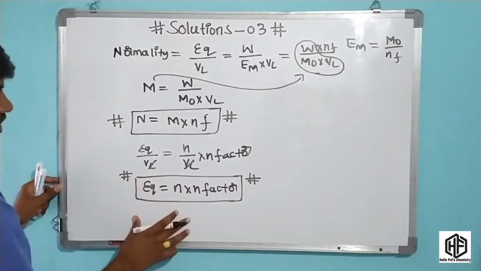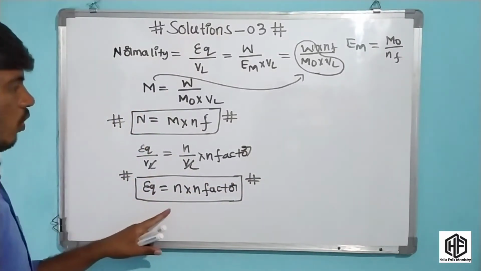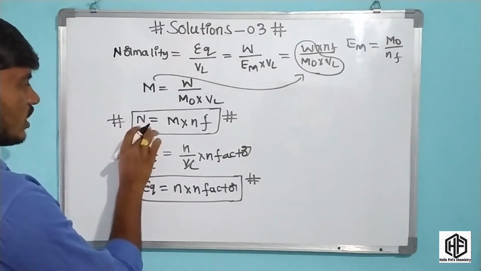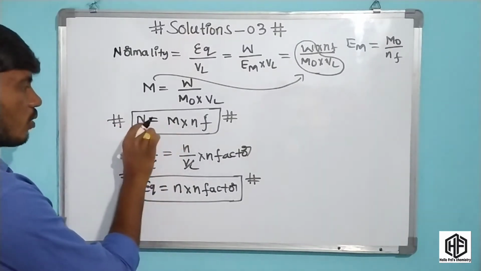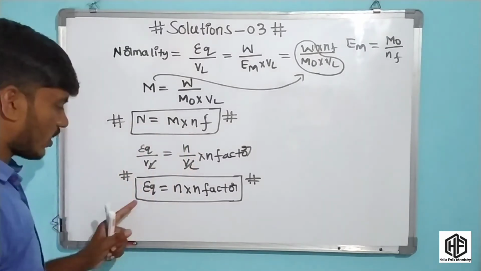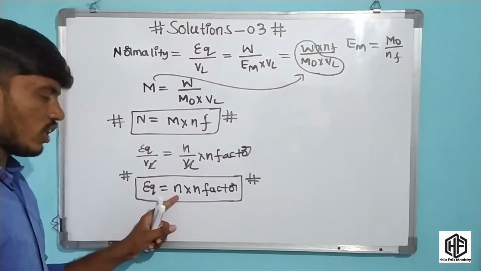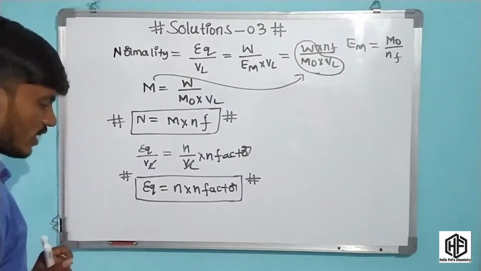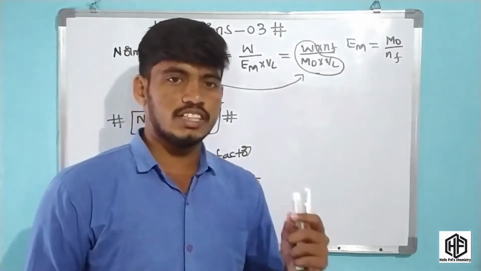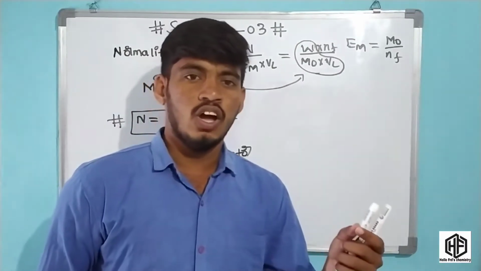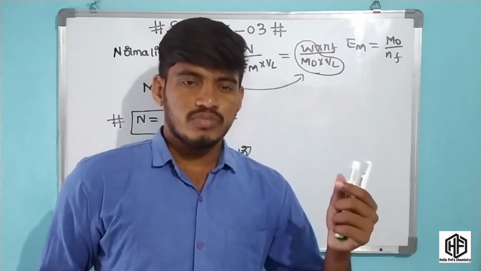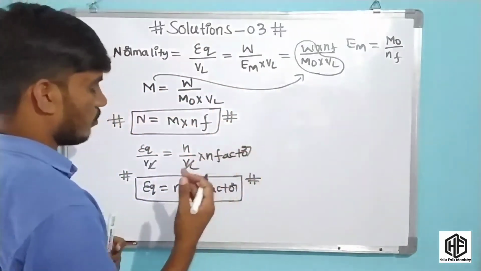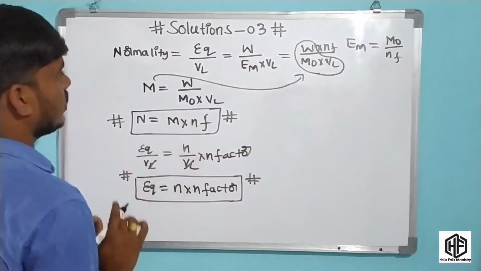Okay friends, in my previous video this point was not discussed; now in this video I am discussing it. What is the relation between normality and molarity? Normality is equal to the molarity into n factor. Equivalent is equal to the number of moles of solute into n factor. Now what is the n factor? The n factor for acids, bases and salts, and reducing agents and oxidizing agents, was discussed in the earlier class. Okay friends, this is the concept.